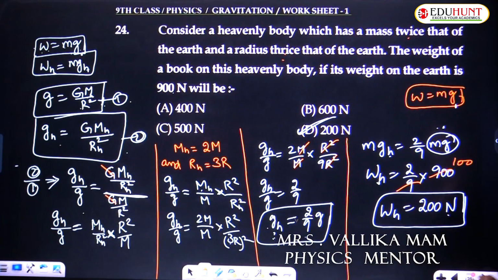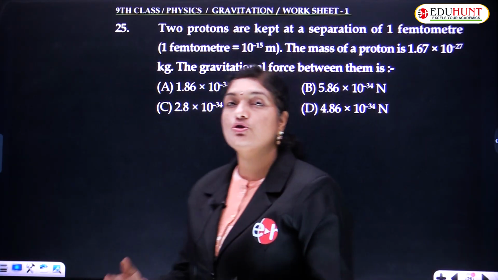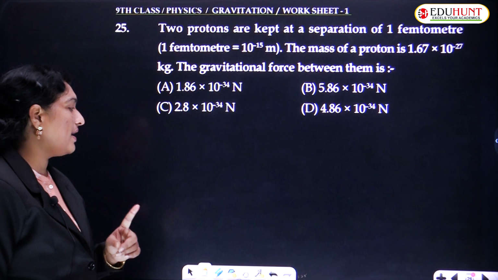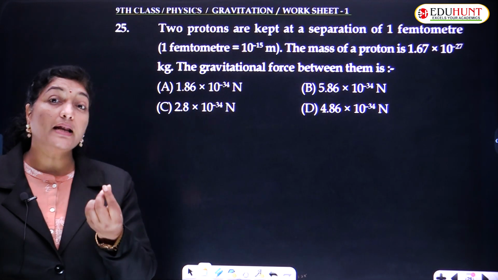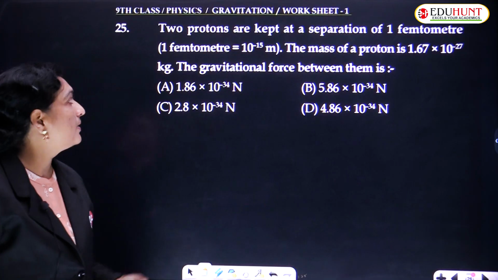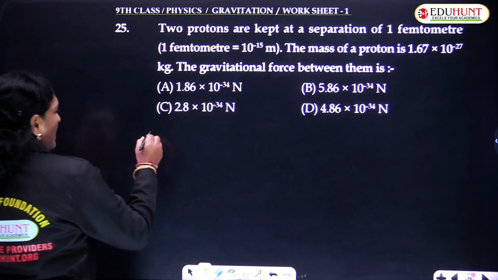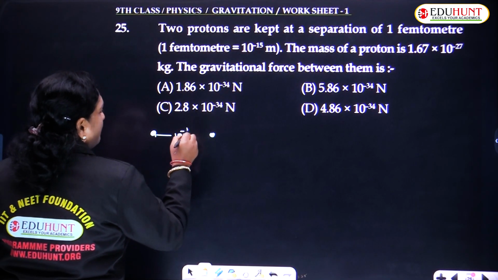Okay, so let us also move to the next question, children. 25th question. What is given here is 2 protons kept at a separation of 1 femtometer. So 1 femtometer is nothing but 10 power minus 15 meters. So they have considered 2 protons which are separated by 10 power minus 15 meters.